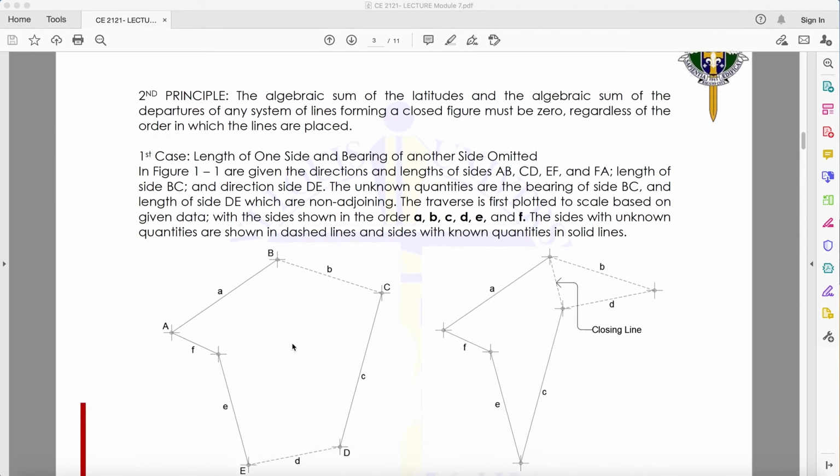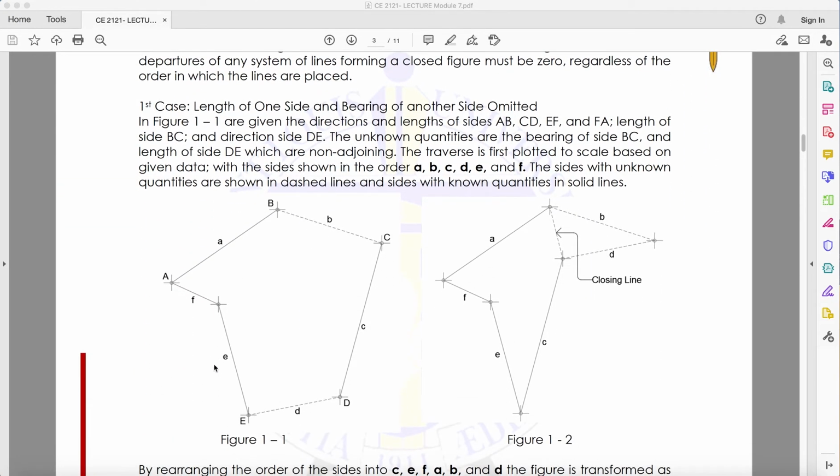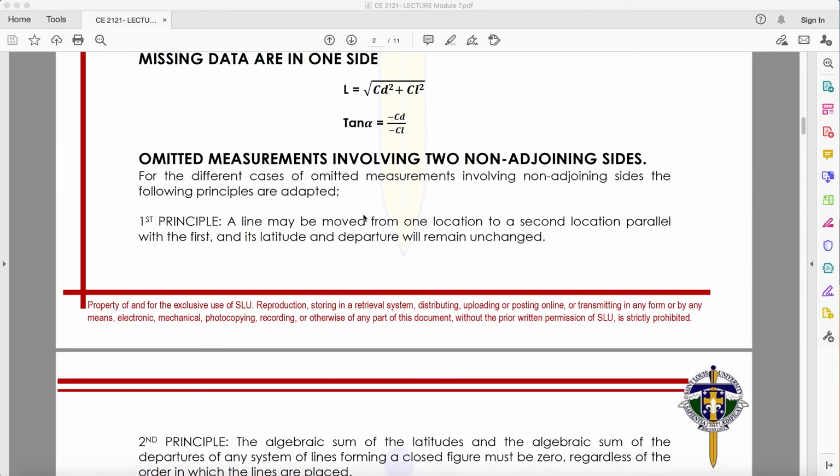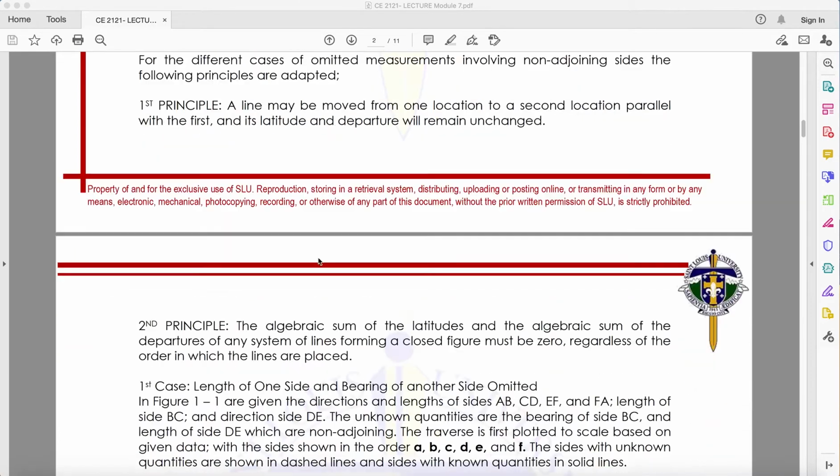So, we have here a traverse AB, BC, CD, DE, E to A. Now, the problem here is we have missing sides, small letter b and small letter d. According to principle number 1, lines may be moved as long as they remain parallel with the first.